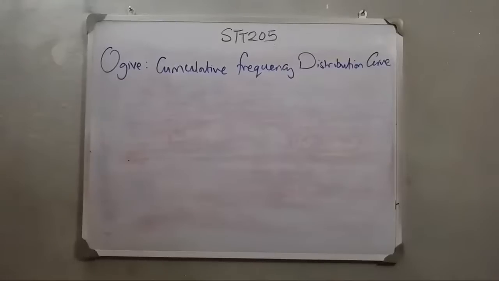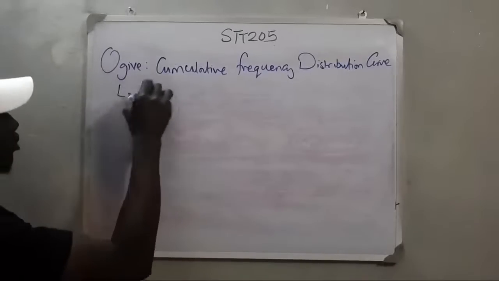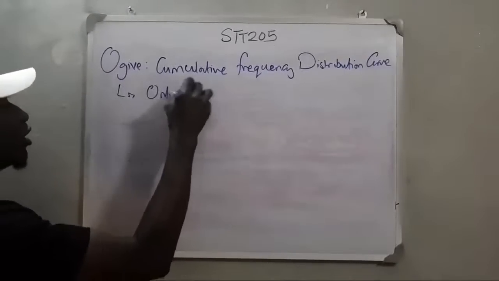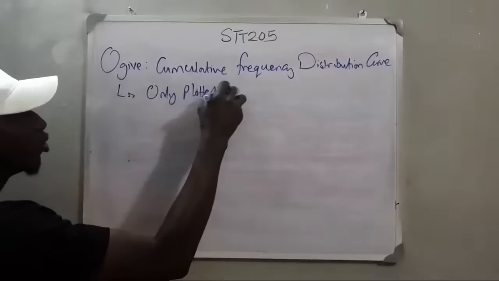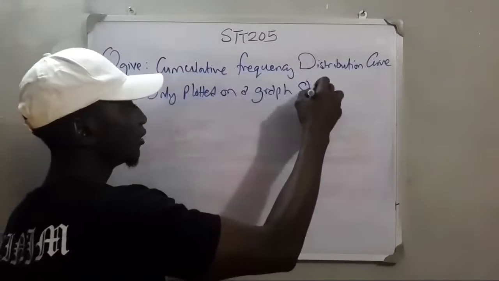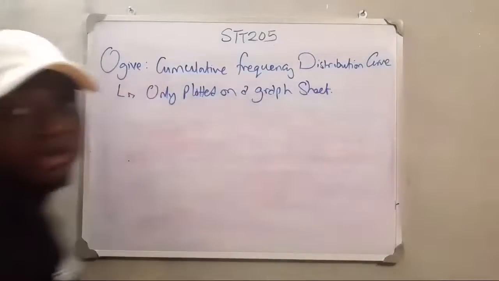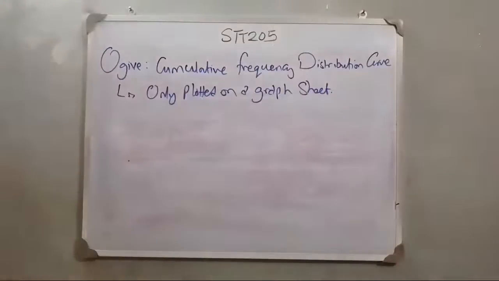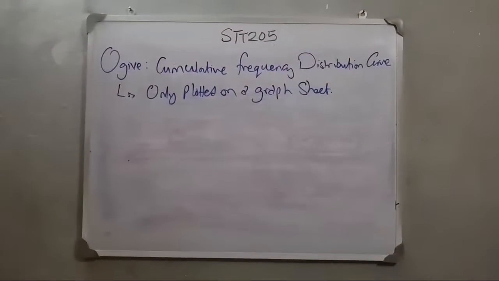Okay, and this can only be plotted on a graph sheet. The ogive can only be plotted on a graph sheet. It's another way of representing frequency distribution graphically.